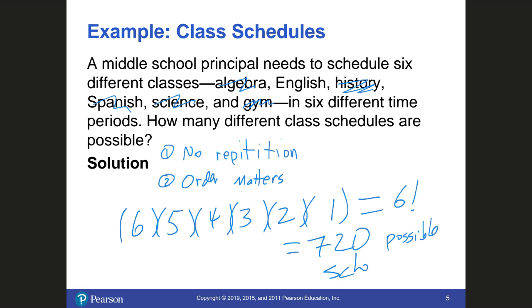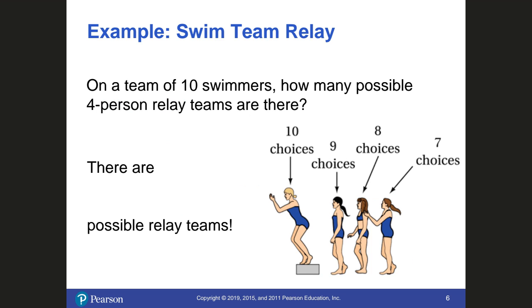Now let's look at an example of what happens when you're doing this type of thing, but you're not choosing all of them. In this example, there is a team that has 10 different swimmers on it, and we want to figure out how many possible 4-person relay teams there are. Well, once again, this is without repetition. In a relay, the same person isn't going to swim twice, and the order matters.